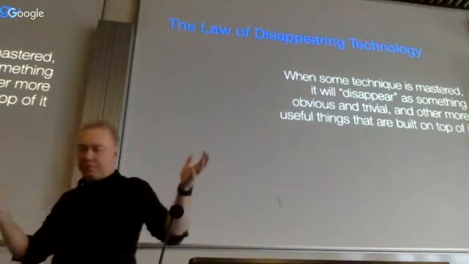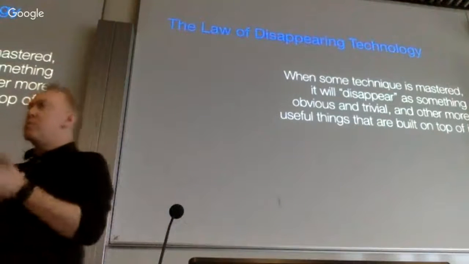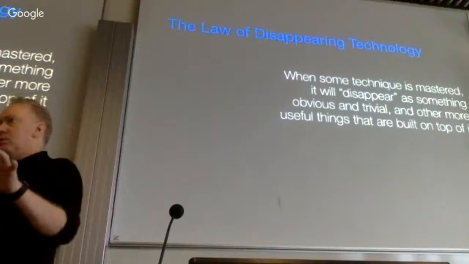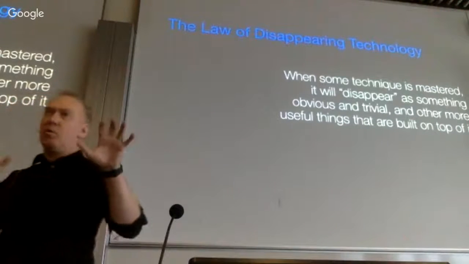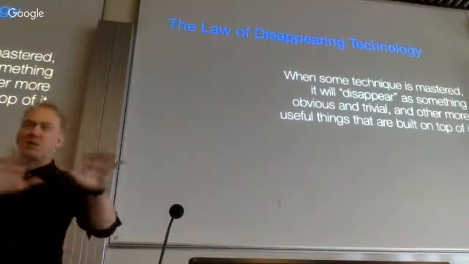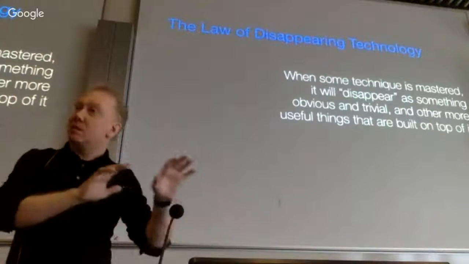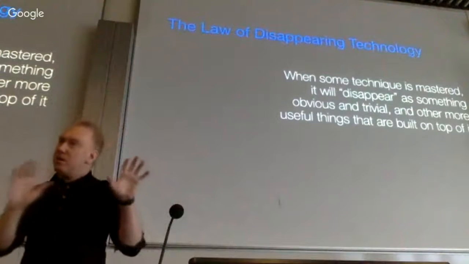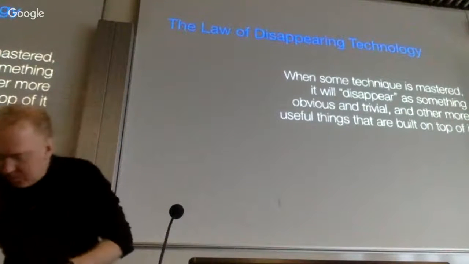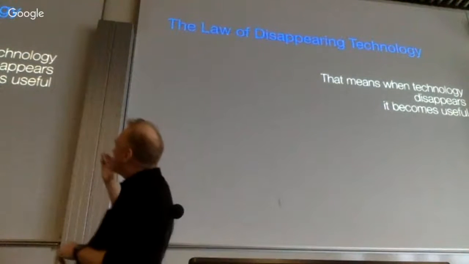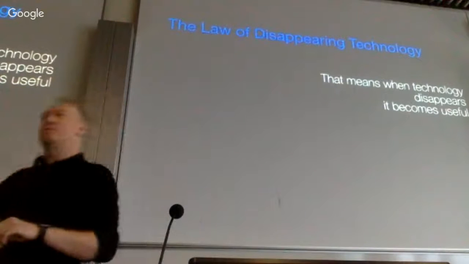So think about it, there are a lot of examples. When technologies are new, we consider them a technology. But when they are old and established, everybody assumes they exist. We take them for granted, they disappear. They still exist. They are not considered technology. So it means that when it becomes useful, it disappears.